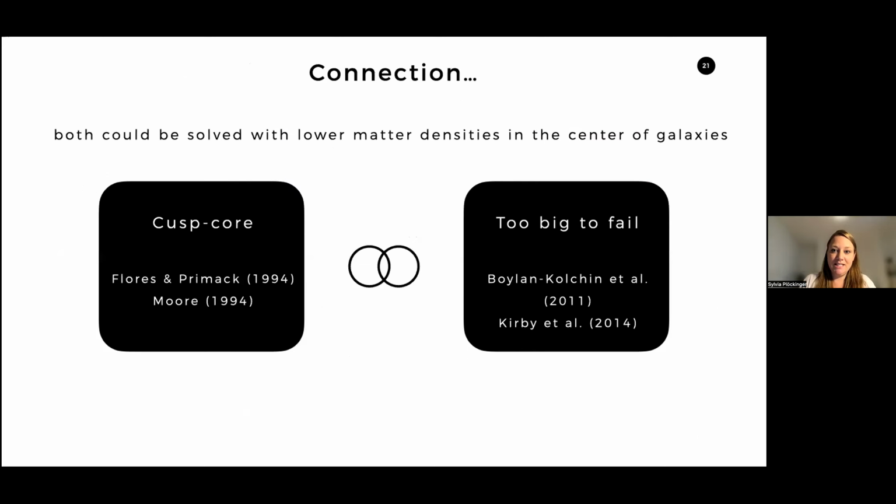So we've had that, and the third problem, the too-big-to-fail problem, I will only mention very briefly, because it can be solved with the same idea of just lowering the dark matter density in the center of galaxies, so it is connected to the previous one.